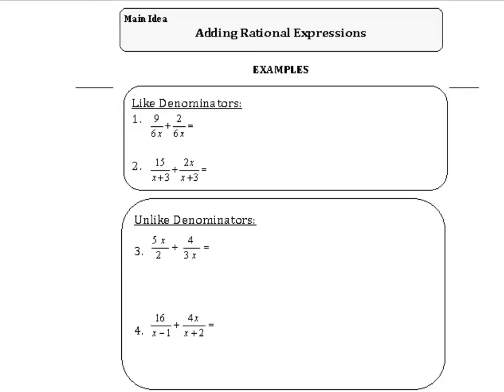So let's look at these problems right here. First of all, we're going to add them with like denominators. So if you notice, this has 6x and this has 6x, so they're common denominators. Here has x plus 3, and this one has x plus 3 as well. So for both 1 and 2, we have common denominators. When you have common denominators, all you have to do is add the numerator and leave the denominator the same.